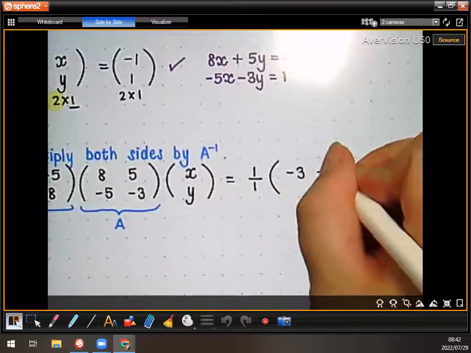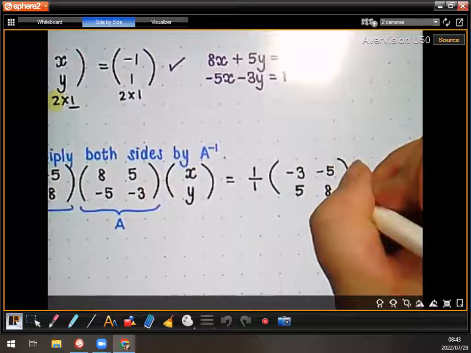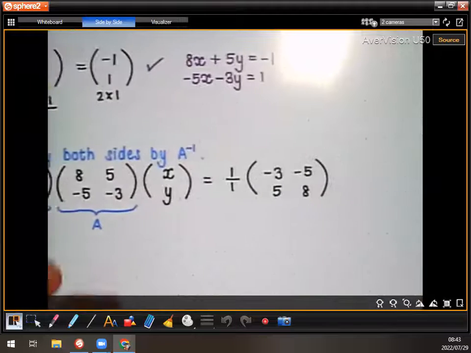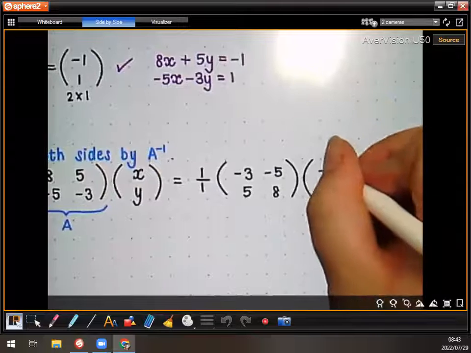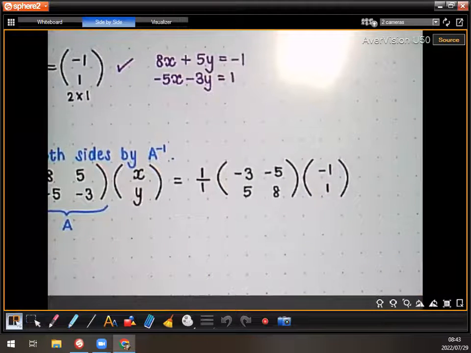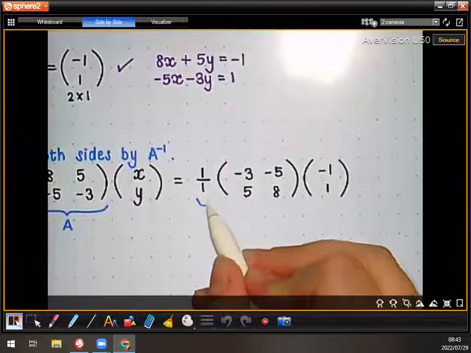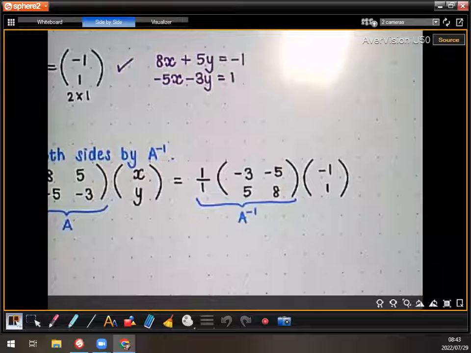-3, -5, and was it 5 and 8? Yes. And this is being multiplied by the matrix that was there originally, which was the matrix of those constant terms. So this is again the inverse of A. And guys, the reason why you have to put your inverse matrix first is because if you swap the order, you wouldn't be able to multiply those two matrices.